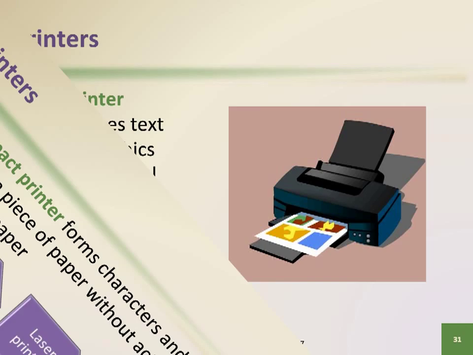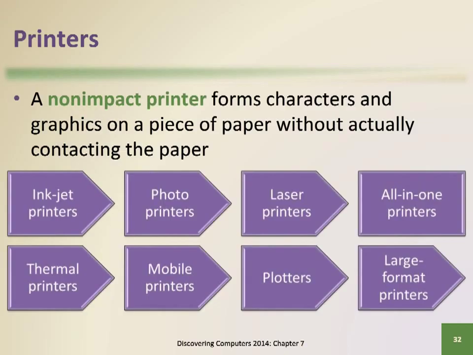One type of printer is a non-impact printer. A non-impact printer forms characters and graphics without actually striking the paper. One advantage of non-impact printers is their quiet operation.